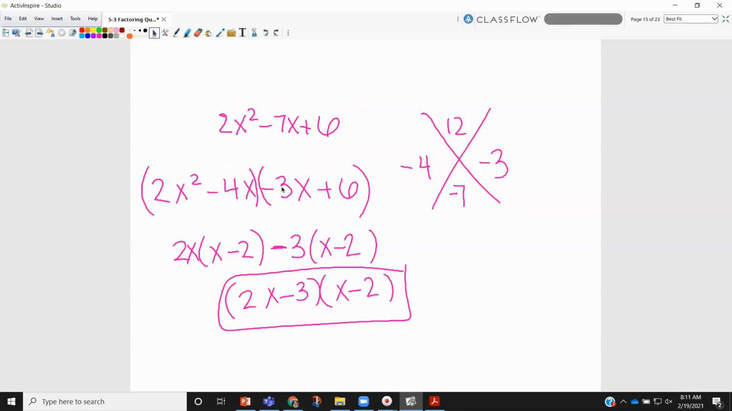Okay, letter C. We have 2x squared minus 7x plus 6. You have 2x squared minus 4x minus 3x plus 6. And that gets you down to 2x minus 3, x minus 2. Once again, you'll notice that these were both negative because I had a negative and a positive. So we have 3 different case types for factoring.